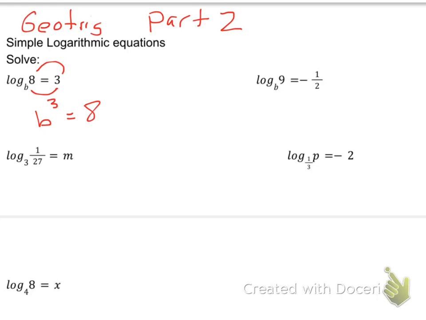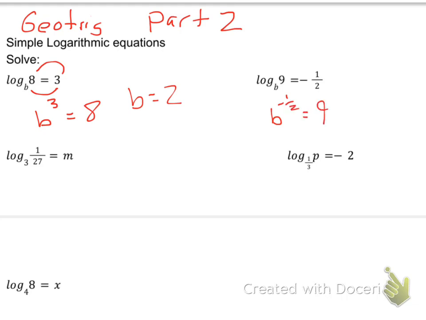Because of how easy these ones are, you should be able to say, hey, what to the third power is equal to 8? And hopefully you would say the answer is 2. So that's what we're going to do here. I'm going to do a couple more with you. Let's move on to the next one: b to the negative 1/2 equals 9.